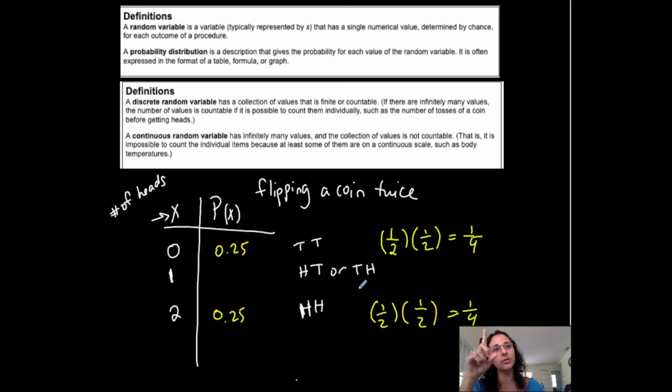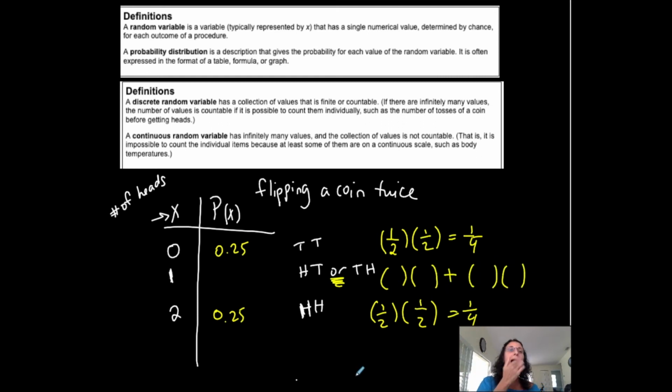And what about this one? When you hear or, what does that remind you to do? Yes, addition. I need to add. The or is addition. I need to determine this case plus this case. So the probability of flipping a coin twice and getting exactly 1 head with these different combinations, I have to consider the order that it happens. Well, now I have to do it separately.